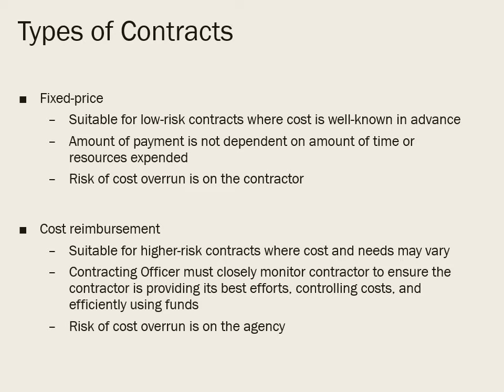Fixed price is good for low-risk contracts where the cost is well known in advance and where the circumstances probably aren't going to change. Cost reimbursement, on the other hand, is better for more complex procurements where the agency's needs might vary, problems might not be foreseeable, or the agency thinks the scope of work might change depending on variables beyond its control. So often, if you think about research and development contracts, it's hard to get a good idea on how much something might cost if you've not done the research yet. So that's why these are issued as cost reimbursement.